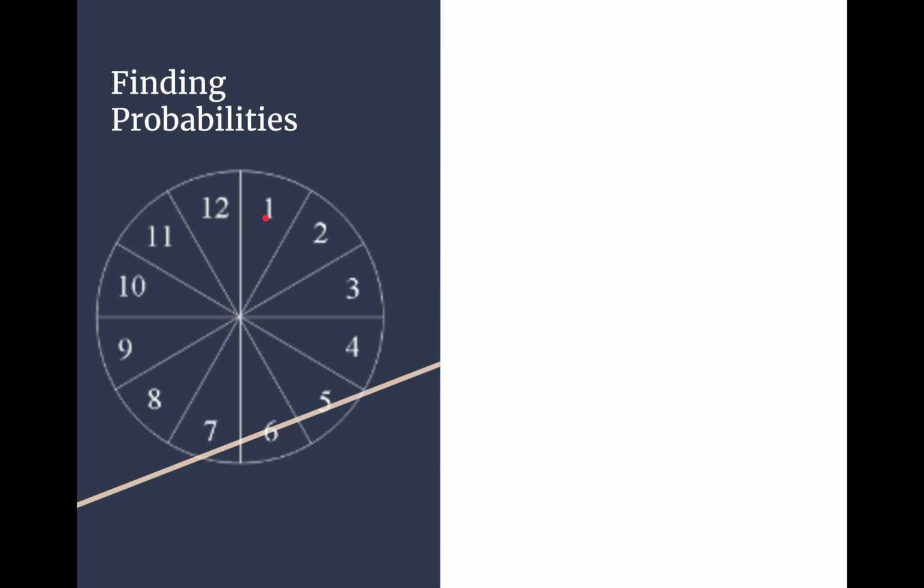So the first probability we want to find is that x is equal to 5, exactly 5. Well, the 5 occurs once on this wheel out of 12 attempts, so the probability would be 1 out of 12.